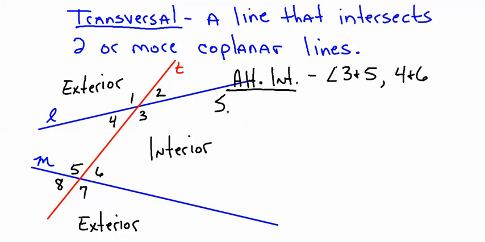Same side interior. An example of same side interior. Austin. Good. 3 and 6. Another set of same side interior. Good. 4 and 5.